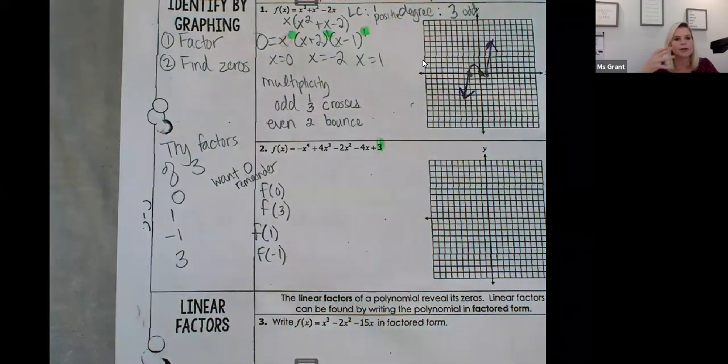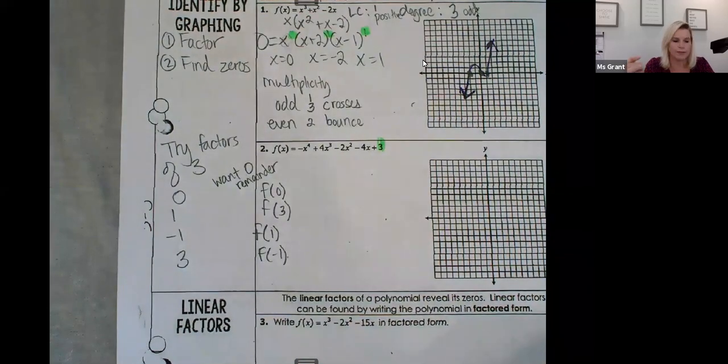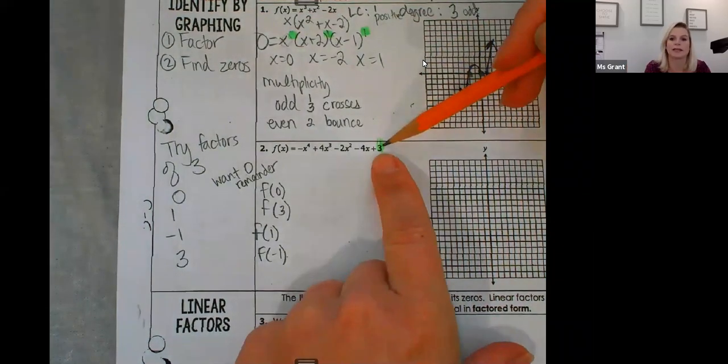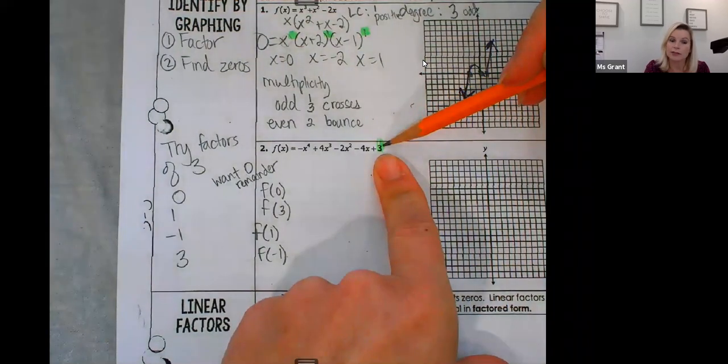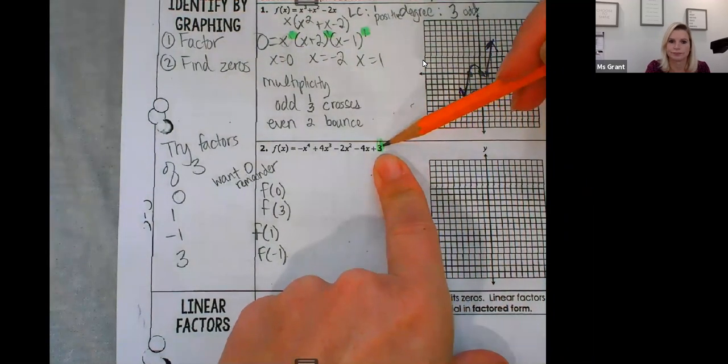Now, I picked these numbers just out of my brain. I really did. You wouldn't be able to know what the factors are any other way except for what I'm doing right here. I looked and I said, hey, the last term is 3. I know that I need to pick numbers that go into 3.